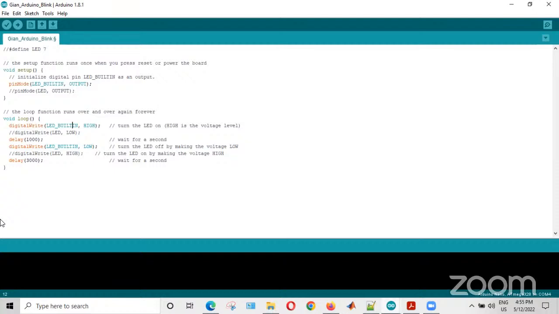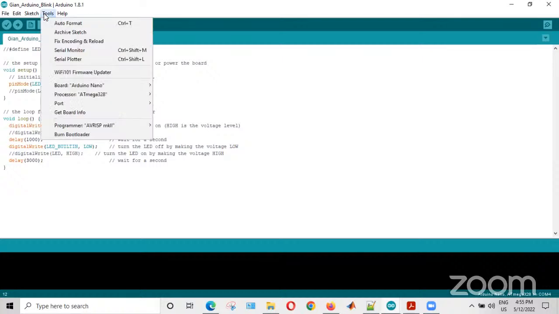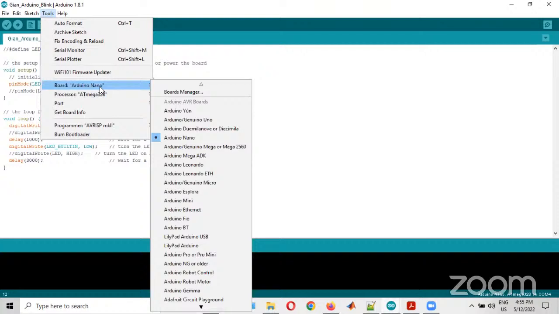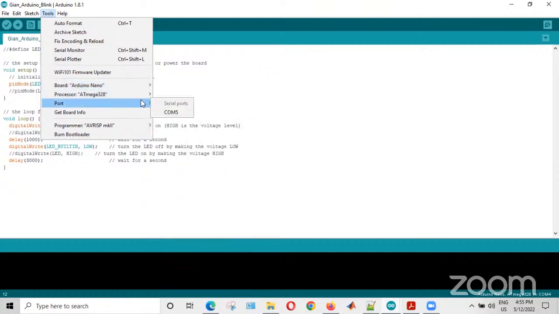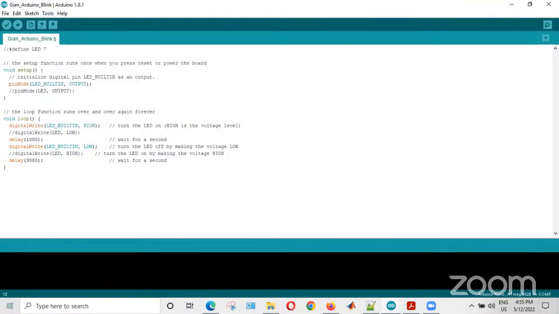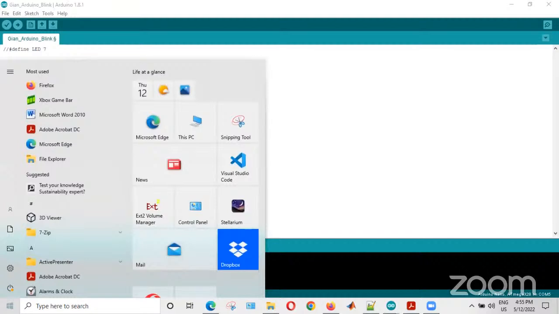Now I am connecting my Arduino board with my PC. As soon as I connect it, first I have to select the port with which the Arduino board is connected. The board is Arduino Nano that I am having, and right now no port is selected, but I will select COM5 because it is connected to the COM5 port on my computer. We can also see this in Device Manager.